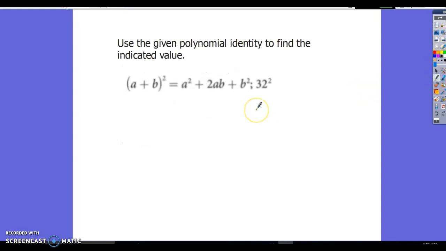All right, it says use the given polynomial identity to find the indicated value, not variable. So we've got (a + b) squared equals a squared plus 2ab plus b squared. This is one of our identities, and they're saying use that to prove 32 squared.